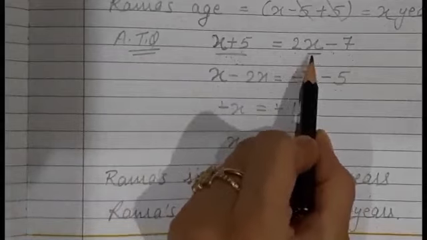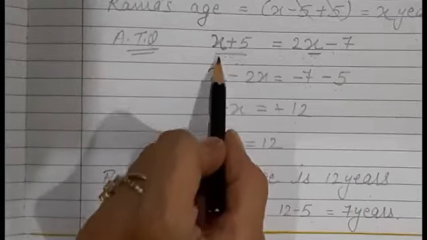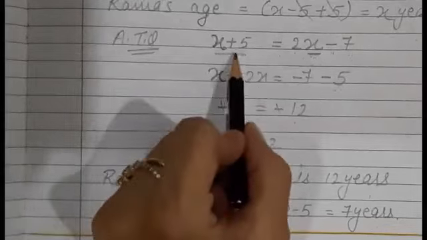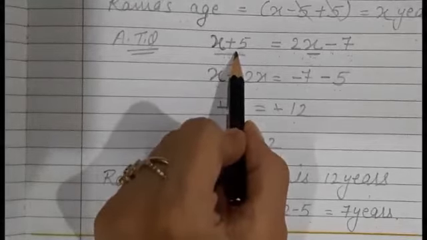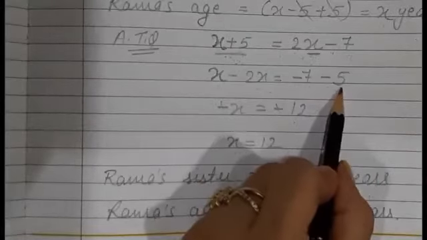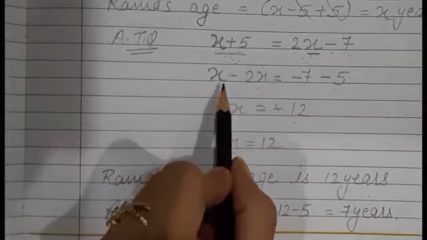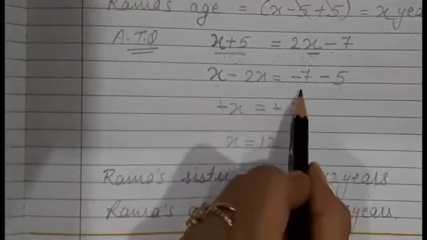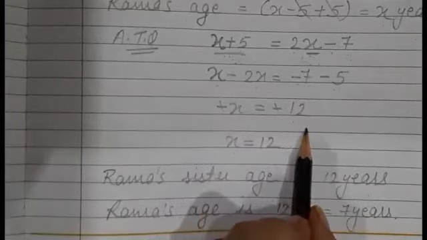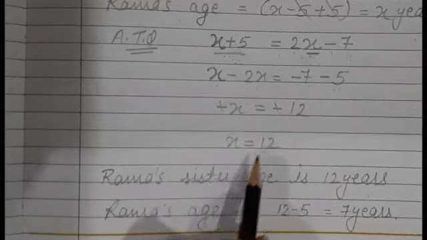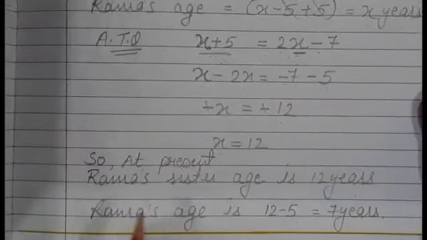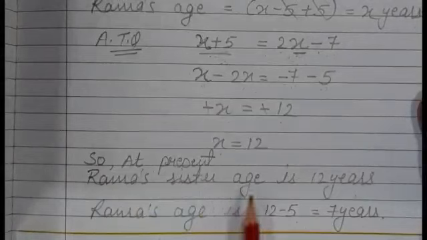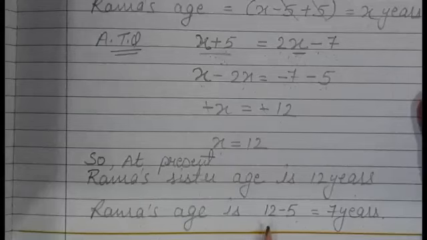Now we have to transpose 2x from the right hand side to the left hand side. It will be x minus 2x, and the constant term plus 5 from the left hand side to the right hand side will be minus 5. So when we solve, x minus 2x, it will be minus x equals minus 7 minus 5, which is minus 12. The minuses cancel out from both sides. x equals 12. So at present, Rama's sister's age is 12 years and Rama's age is x minus 5. That means 12 minus 5 equals 7 years.